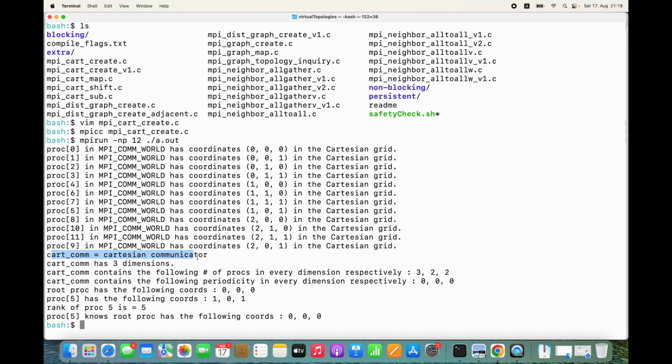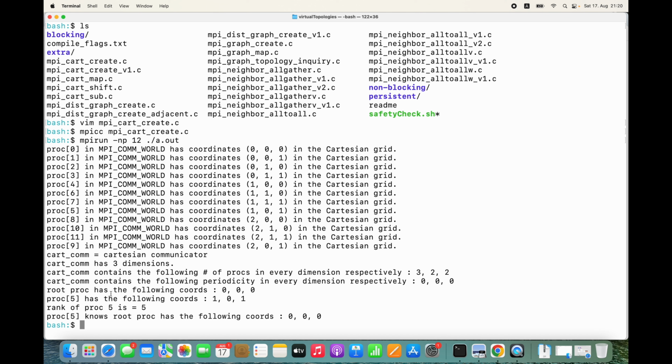And then these are those inquiry functions. The cart communicator, the communicator that we populated, is a Cartesian communicator indeed, and it has 3 dimensions, because our coordinates have 3 values. And then cart com contains the following number of procs in every dimension, respectively. It has 3, 2, 2. That is what we said, judging by the index values for every dimension. And then these are the periodicity information in every dimension. We have 0, 0, 0, so this means we don't have any periodic condition in there.